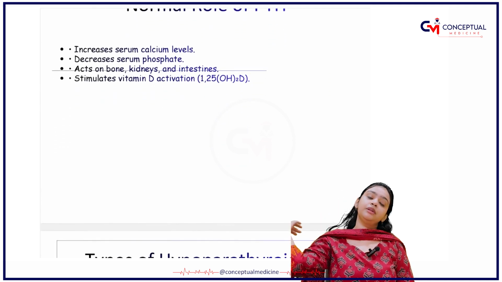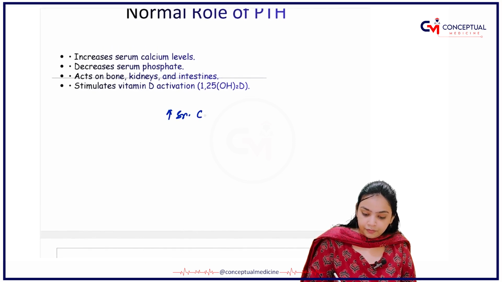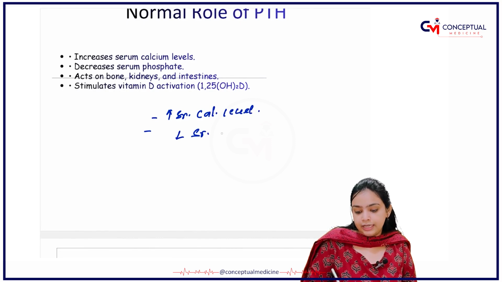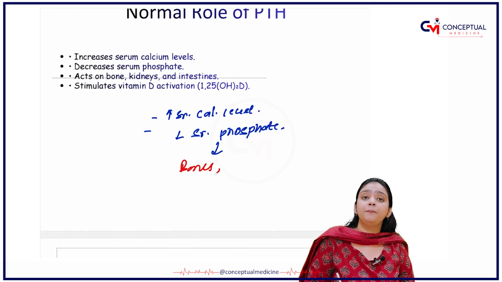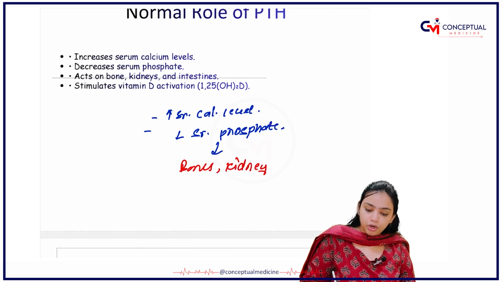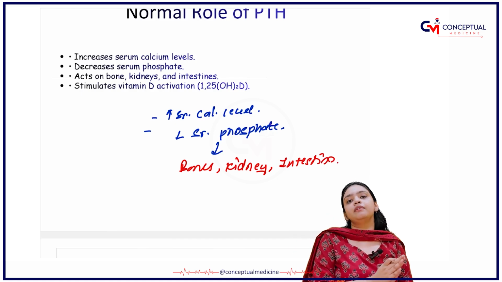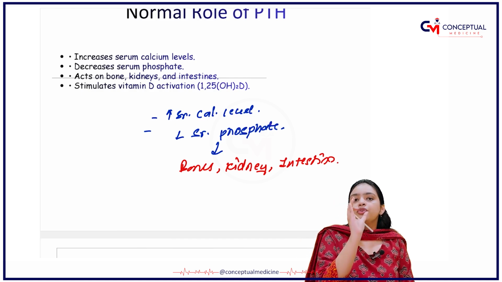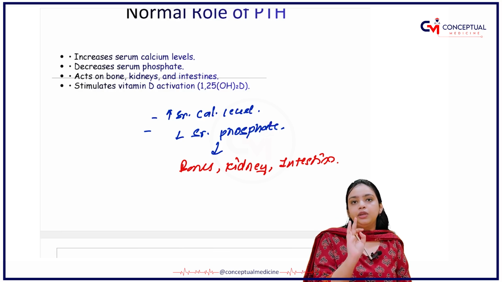We have seen in the earlier video also that there is increased level of your serum calcium and decreased level of your serum phosphate. As a result, it acts on your bones, your kidney, and your intestines. Guys, just remember this very properly. The functions of parathyroid glands are important. They can be asked as a short note separately also.